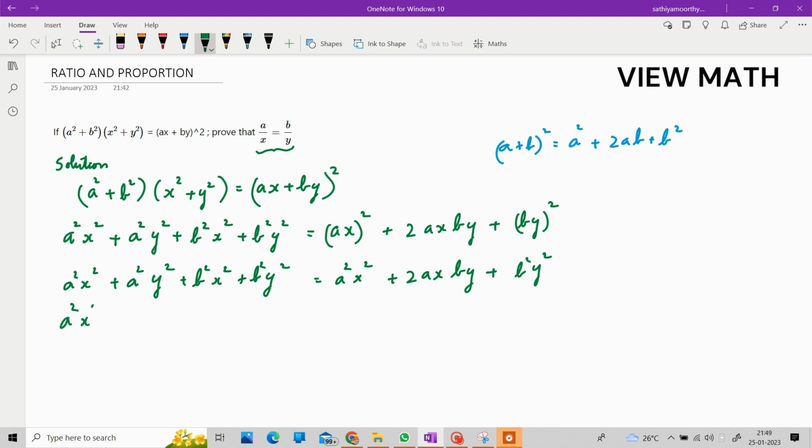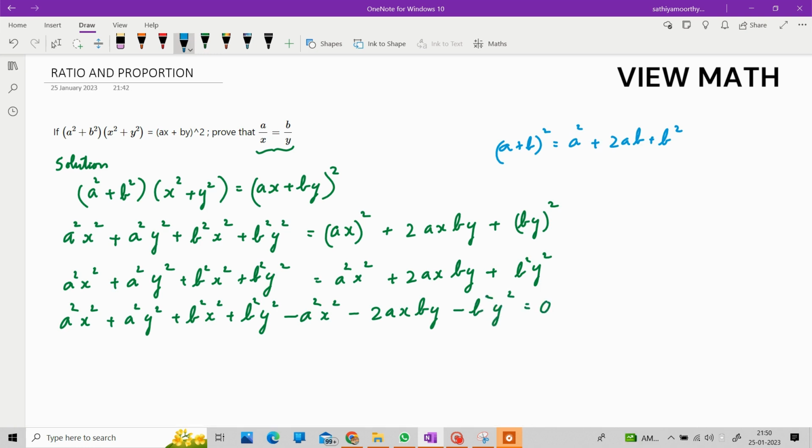a square x square plus a square y square plus b square x square plus b square y square minus... I am bringing the terms to one side, so I am bringing a square x square to the left hand side, so it becomes negative a square x square minus 2axby minus b square y square is equal to 0. Now let me cancel the terms. A square x square and minus a square x square I am cancelling, and then b square y square here, minus b square y square, I am cancelling.